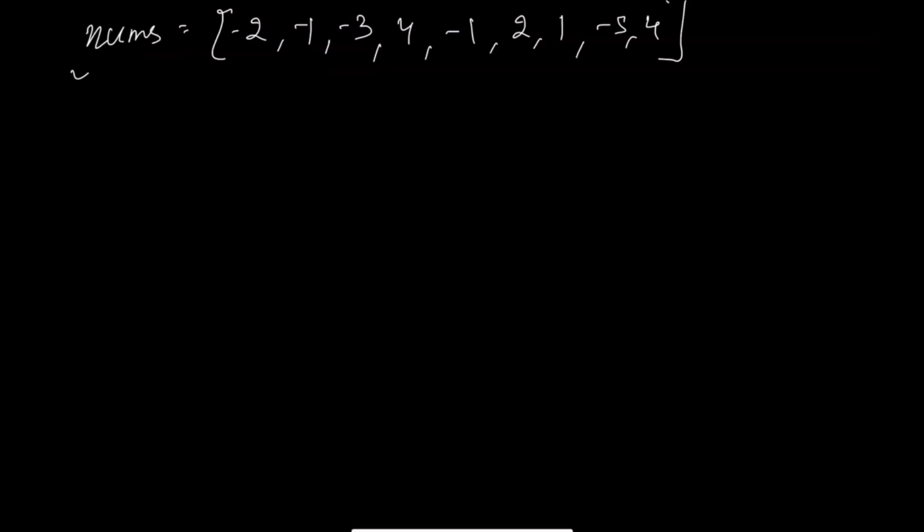We are given an integer array nums and we have to find the maximum subarray. A subarray is a contiguous non-empty sequence of elements within an array. So this can be a subarray, this can be a subarray. Now this can also be a subarray. So we have to find the subarray whose sum would result in the maximum sum.